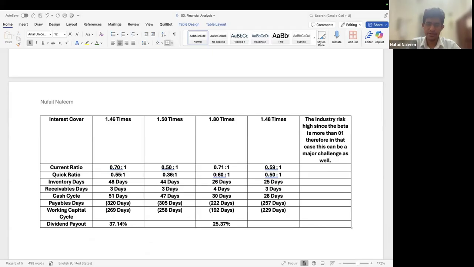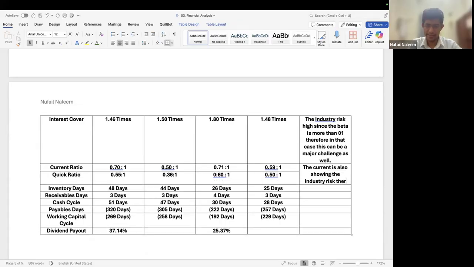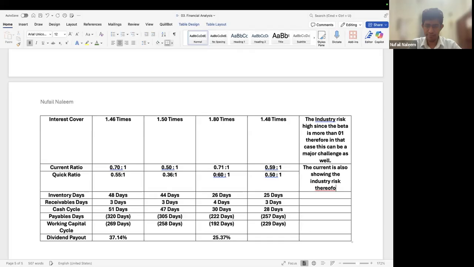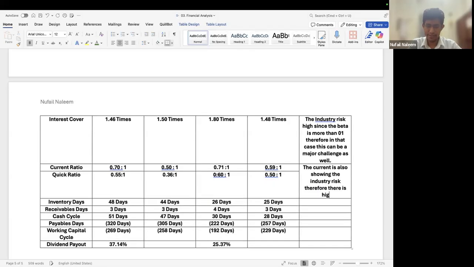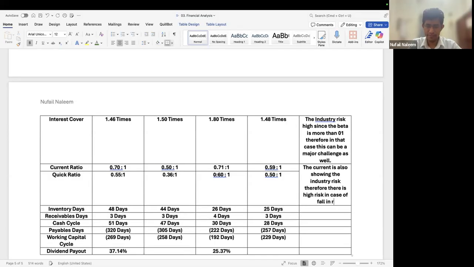Current ratio, quick ratio, students, if you observe this industry, again, I told you, you can't go with 2:1, you can't go with 1:1. But since the competitive ranges are the same, I can just say here, the current ratio is also showing the industry risk. It's a highly sensitive industry risk. Therefore, there is a high risk in case of a fall in revenue.